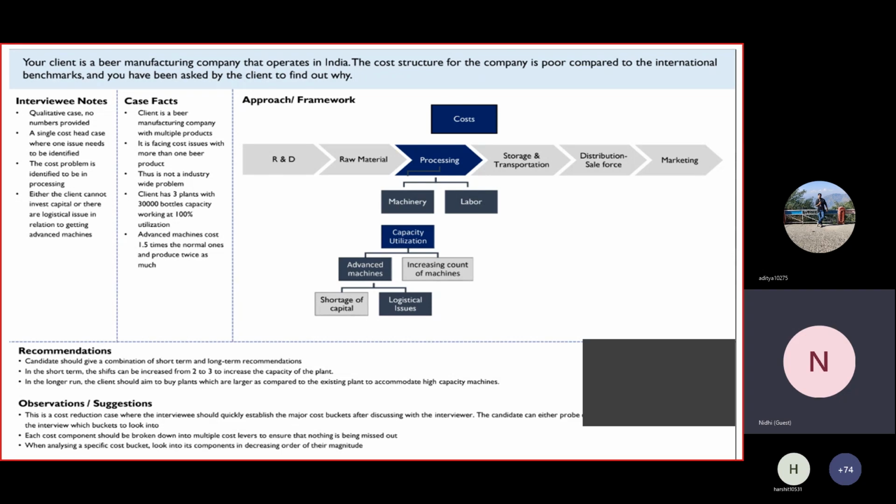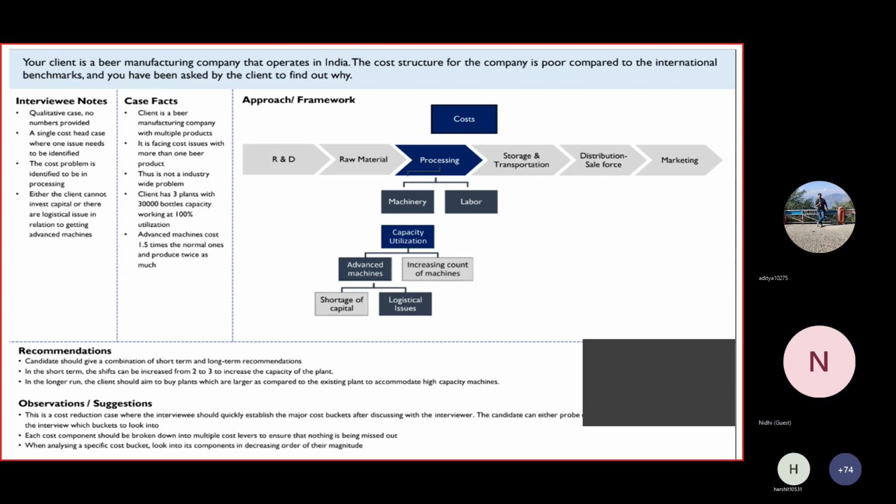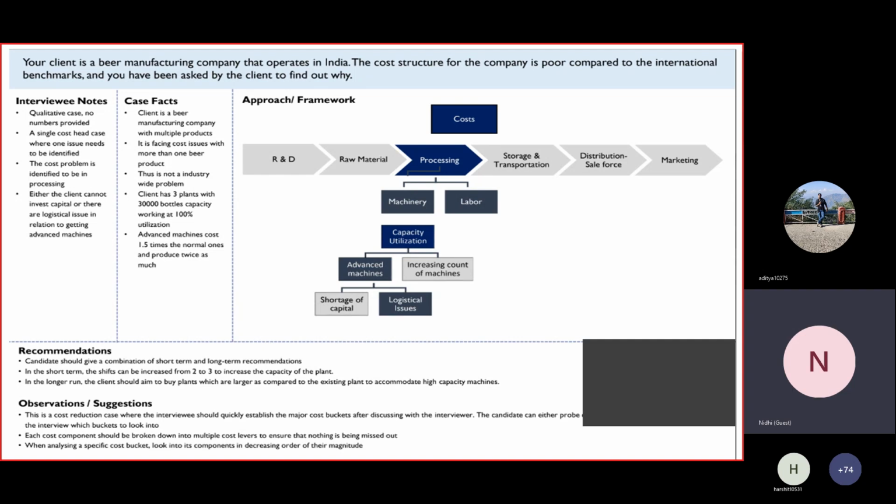The interviewer will say, as I said, that we don't have space. We do not have enough space to install and set up that particular machinery. Our space is less. Now, that is the problem. We now know specifically where the problem is coming from. After that, you need to give recommendations.